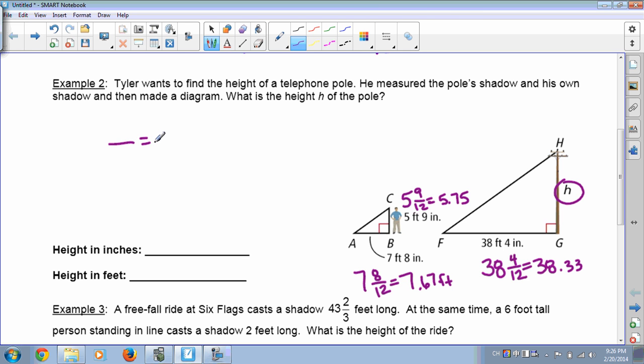Okay, so then when we don't know our height, we're going to go ahead and set up our proportion. The height of the man and the height of the telephone pole correspond. So the height of the man is 5.75, and the height of the telephone pole, we don't know, is h. And the shadows also correspond. So the shadow of the man is 7.67 over the shadow of the telephone pole, which is 38.33. And then we go ahead and do our cross multiplication.